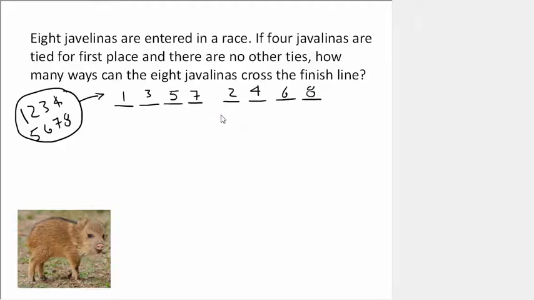Well, that looks like a permutation, and we could mix the numbers up. If we didn't have this tying thing, and we were just asked, there are 8 javelinas running a race, how many ways can they finish, the answer would be the permutation of 8, select 8, which is a pretty big number, I think. Calculator, go. That's 40,320 ways.